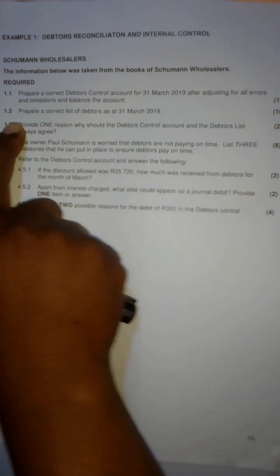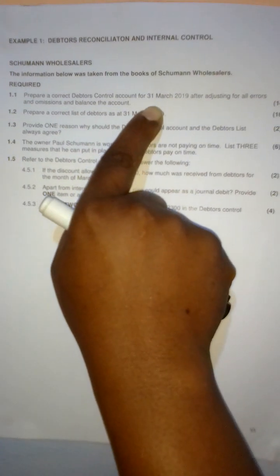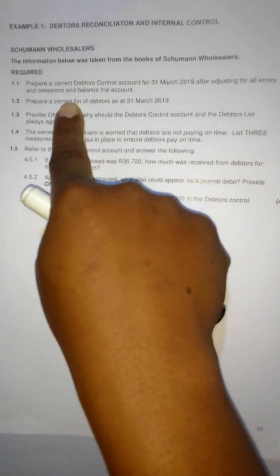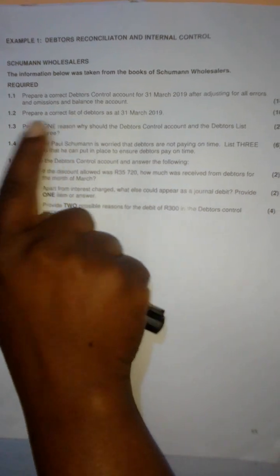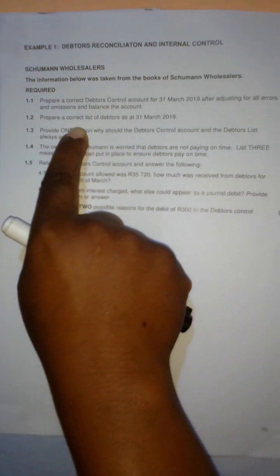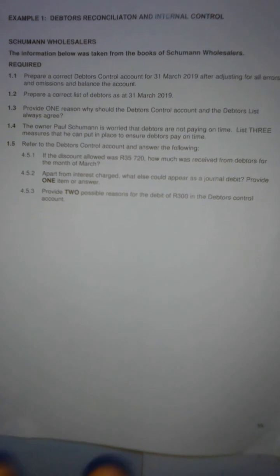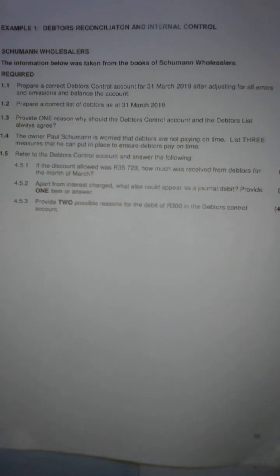What are the requirements? Prepare a correct debtors control account on 31 March 2019 after adjusting for all errors and omissions and balance the account. And 1.2, prepare a correct list of debtors as at 31 March 2019. So that's what we are going to be doing, preparing the correct debtors control and also a correct list of debtors. And by the end of all the calculations, we should have similar balances. The balance in the debtors control account should be the same balance that we are going to get on the debtors list.